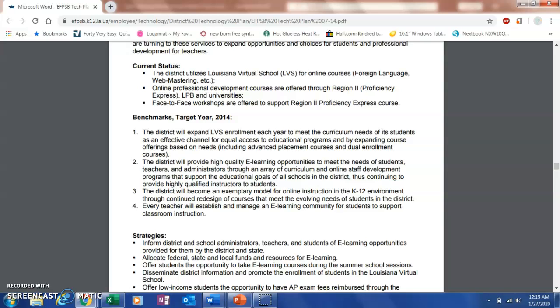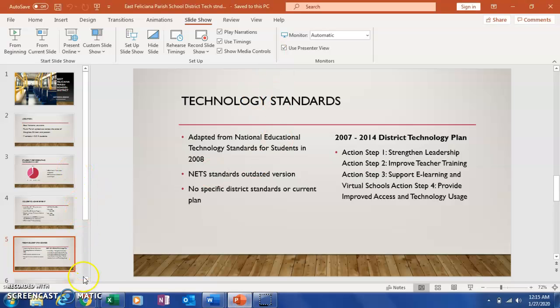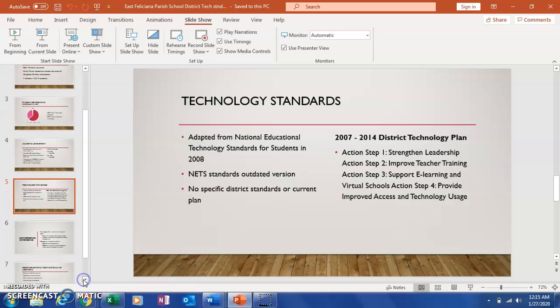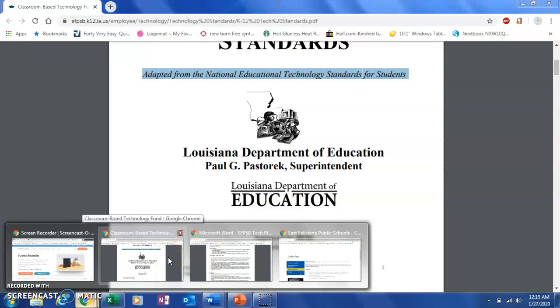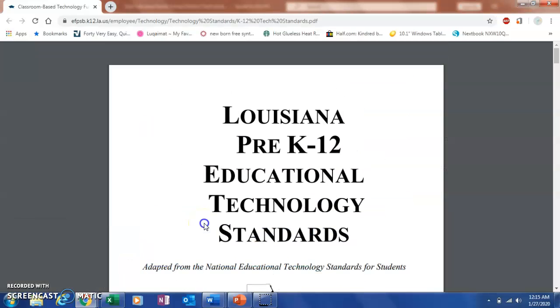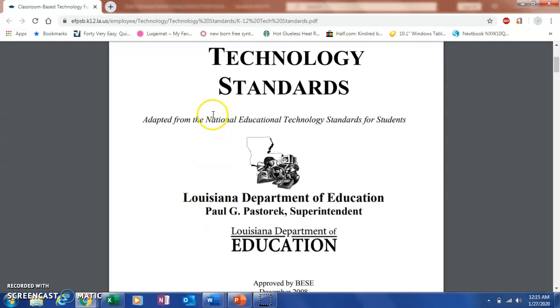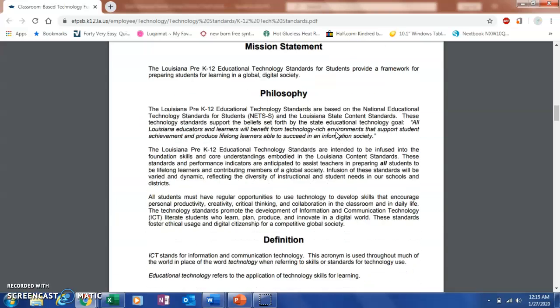And then I do know in 2019, there were a lot of big shifts in the budget towards numerous campaigns in the district, and one of them was technological advancement. However, there was also a shift happening with a new superintendent, and so I know that probably delayed a few things. Okay, convergence and divergence. So there is, of course, major alignment as a result of the direct adaptation of the NETS standards. I found this document as well on the website, and you can see it says adapted from the National Educational Technology Standards for Students, and it is near identical after looking through the standards.